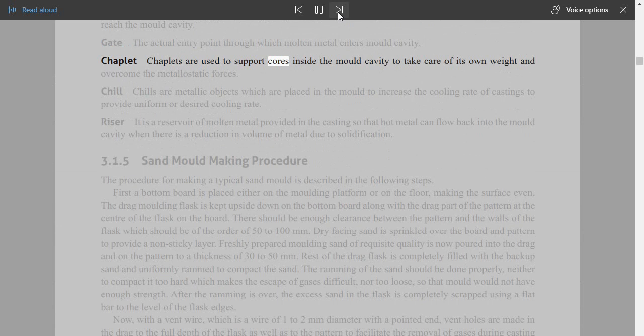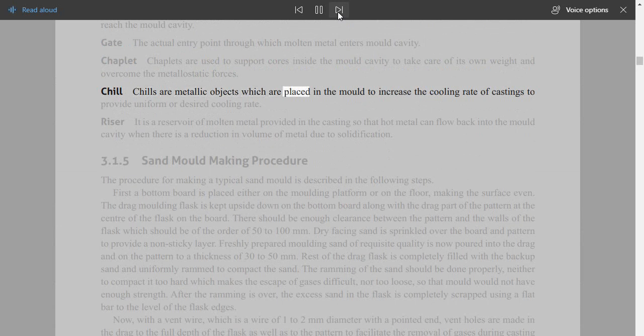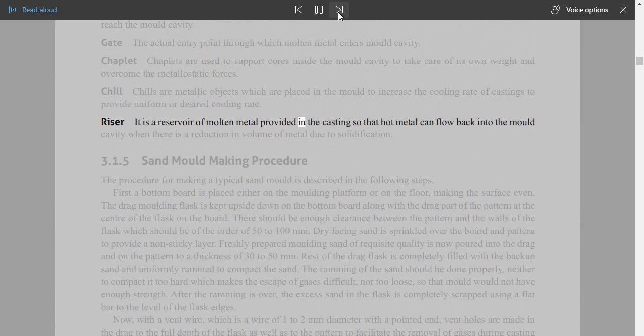Chaplet. Chaplets are used to support cores inside the mold cavity to take care of their own weight and overcome the metallostatic forces. Chills are metallic objects which are placed in the mold to increase the cooling rate of castings to provide uniform or desired cooling rate. Riser. It is a reservoir of molten metal provided in the casting so that hot metal can flow back into the mold cavity when there is a reduction in volume of metal due to solidification.